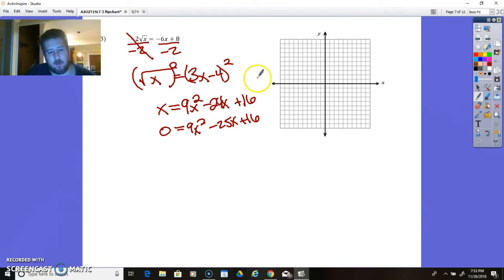And then I guess I'm going to have to use the quadratic formula. It's not a perfect square. Is it factorable? 9 times 16? I don't even want to try to do that. So I would use the quadratic formula to find the two solutions. Now, I'm going to save a little bit of time here.